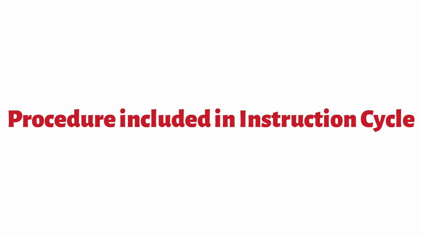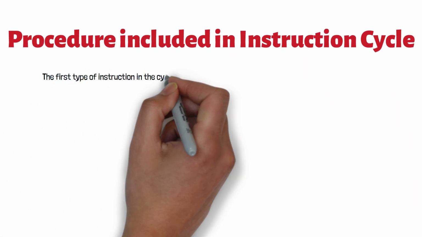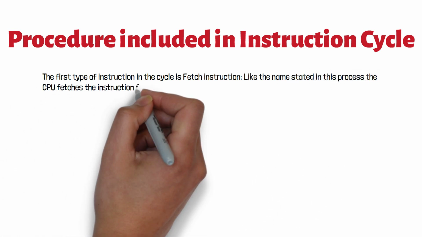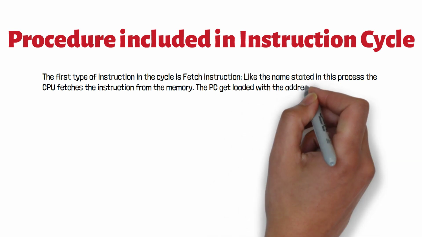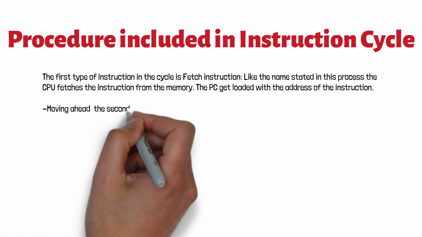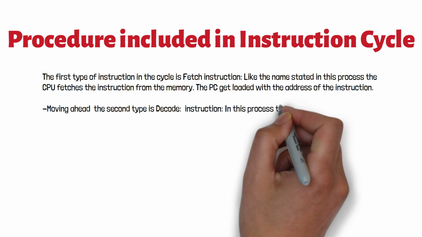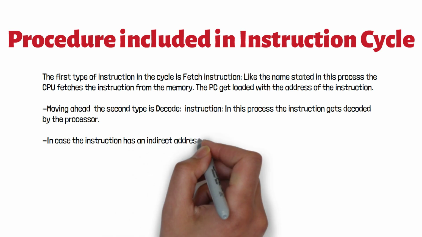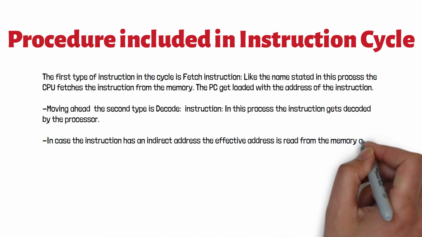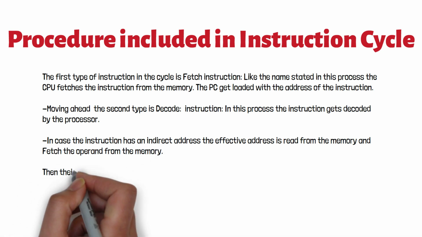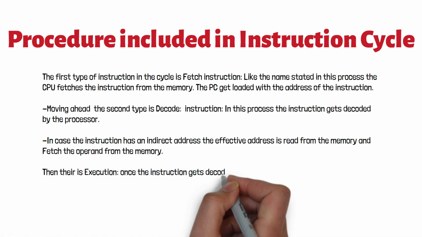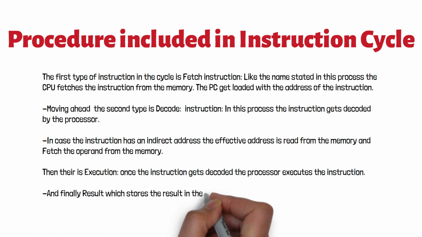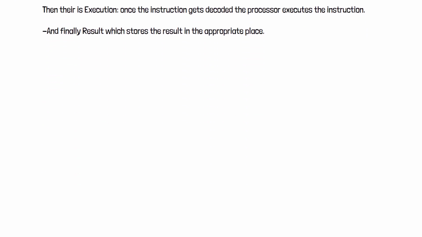Procedures included in the instruction cycle. The first type of instruction in the cycle is fetch. Like the name stated, in this process the CPU fetches the instruction from the memory. The PC gets loaded with the address of the instruction. Moving ahead, the second type is decode. In this process, the instruction gets decoded by the processor. In case the instruction has an indirect address, the effective address is read from the memory and the processor fetches the operand from the memory. Then there is execution. Once the instruction gets decoded, the processor executes the instruction. And finally the result, which stores the result in the appropriate place.